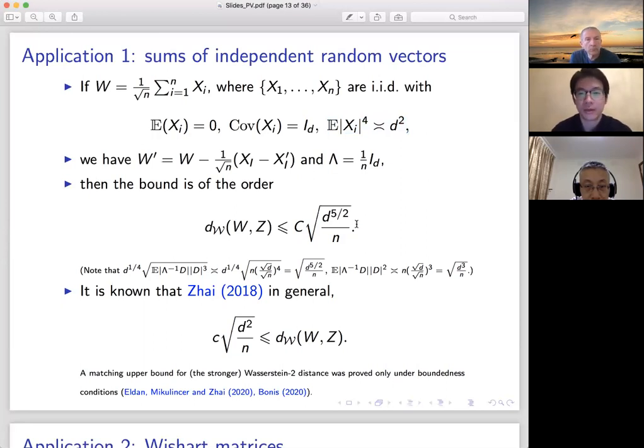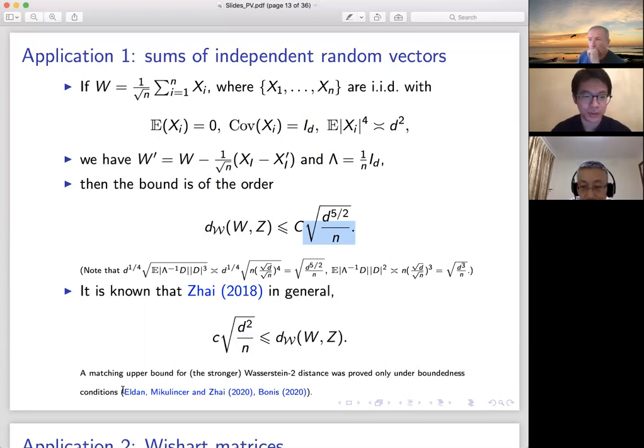So you may wonder, is this order optimal or not? It was shown by Zhai that the Wasserstein distance between sums of IID random variables and the Gaussian variable has a lower bound of order square root of d squared over n. This lower bound can be achieved. So therefore, there's still a gap between our upper bound and the lower bound.